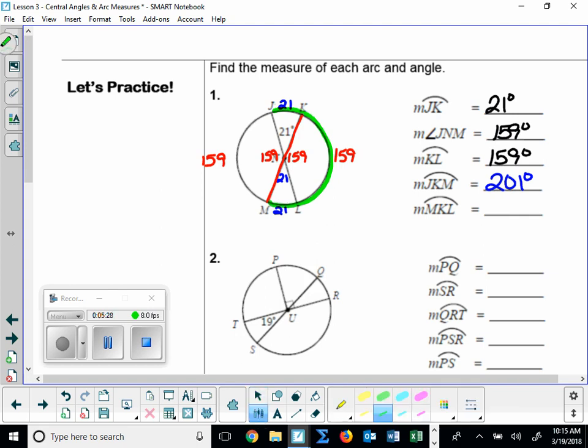MKL. Let's see, start at M, go through K, and come all the way back to L. Colors are so helpful in this unit. Well, that's almost the entire circle. It's 360 minus 21, which would be 339. Alternatively, I could do 159 plus 21 plus 159. Either way would work. Okay, pause the video for a moment and try number 2.